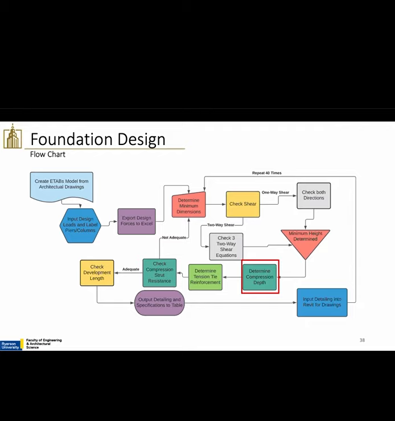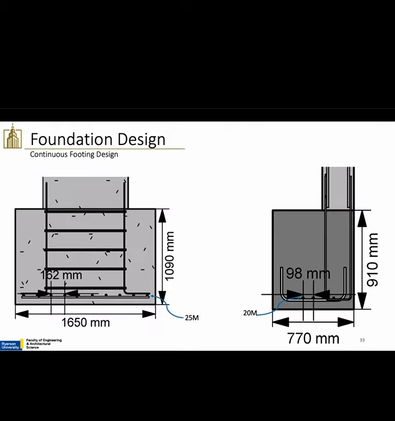After that, we had our moment arm, and we found the tension tie reinforcement, and then we were able to check the critical compression strut resistance, and we then checked if that was adequate for the development length. All of these were exported to a table, and they were put into Revit for detailing and the drawings. We repeated this 40 times for all of our foundation. Here's two examples. One is the exterior wall, and the other one is a typical spread footing.